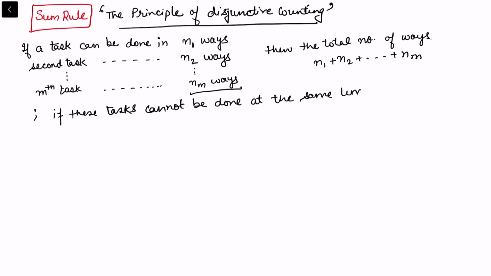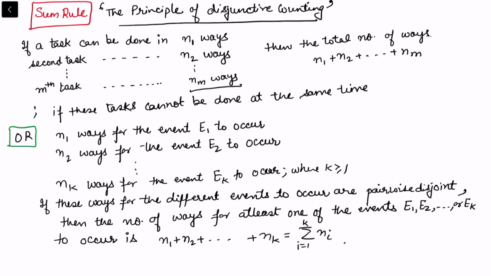So we may use these simple notations, considering that these are tasks, or we may define n1 ways for the event e1, n2 ways for the event e2, and nk ways for the event ek, and these events are occurring pairwise disjoint. That means if different events occur pairwise disjoint, so there is nothing common between these two, then the number of ways for at least one of the events to occur. So we are saying at least, that means all can also occur, is n1 plus n2 plus nk, that is summation of ni, i being from 1 to k.